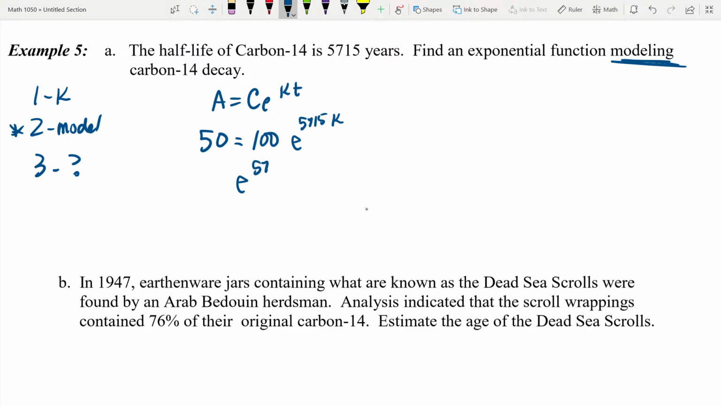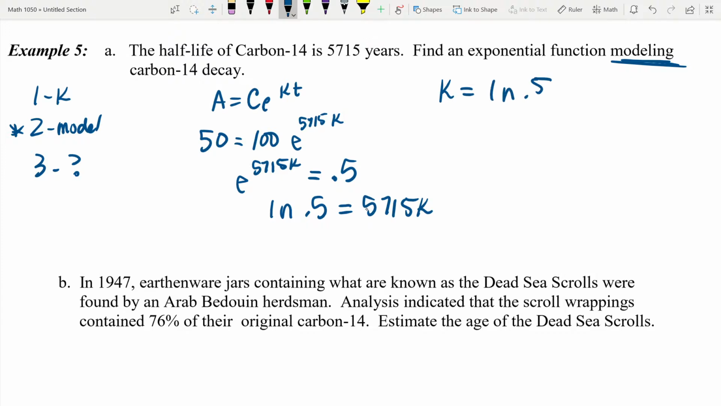So you have e to the 5,715k is equal to 50 divided by 100, which is 0.5. Tell me what to do now. Convert it. So it's ln 0.5 is equal to 5,715k. So now I have k equals ln 0.5 divided by 5,715. Okay, grab your calculator. ln 0.5, close it off, divided by 5,715. Then I'm going to hit store, enter, and I'm going to say k is approximately negative 0.00012. I went out 5 digits.